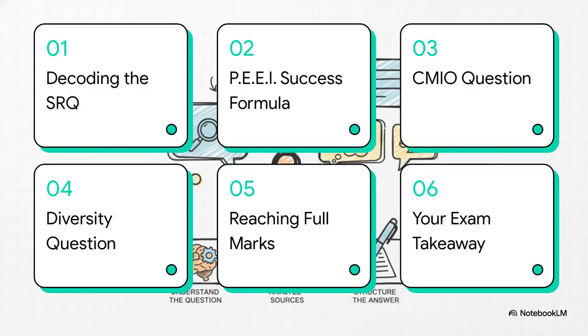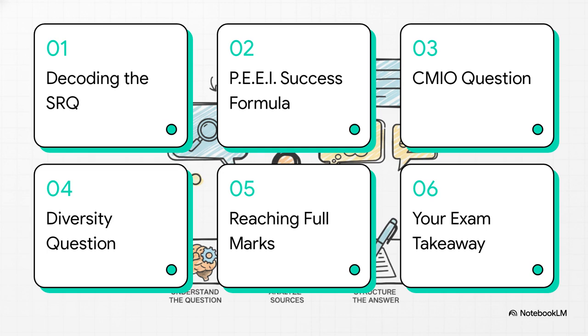Okay, here's our game plan. We'll start by decoding the SRQ. Then, I'll give you the PEEI success formula. We'll put it to the test with 2 real case studies, one on CMIO and another on diversity. Then we'll cover the art of weighing to hit those full marks, and we'll wrap up with your exam takeaway.